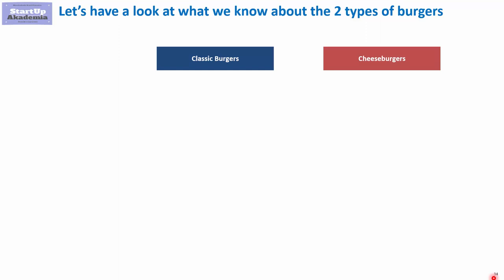So let's have a look at the data we've got on the burgers that we'll be producing. As we said, we have two types of burgers, a classical one and a cheeseburger. In the case of the classical burger, we'll be earning $2 per unit, whereas the cheeseburger will generate on average $3 for every cheeseburger that we sell.